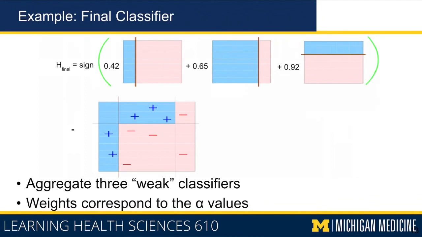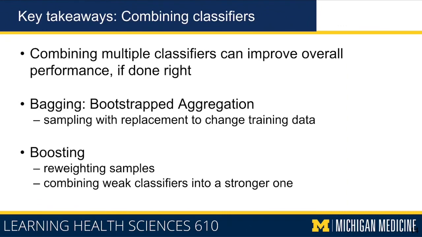So when you have created this model, you see this model is now correct 100% of the time, right? All the positive points are in the blue region, all the negative points are in the red region, because now you have created this combination that worked well by doing this reweighting of instances.